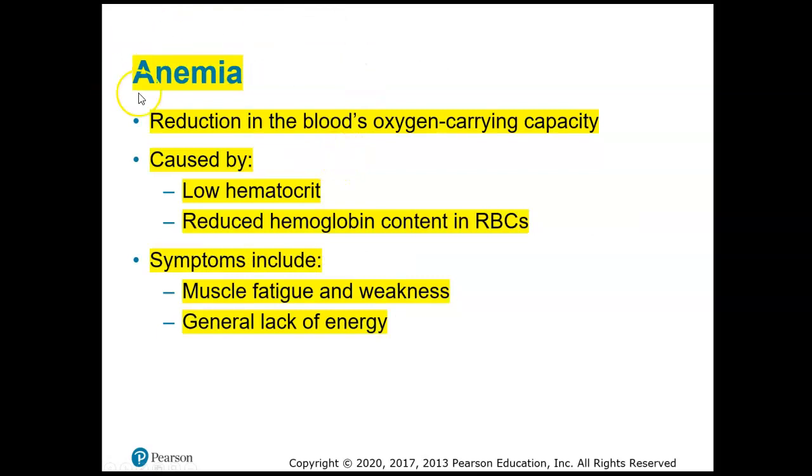Okay, you probably heard of the condition called anemia. That is a reduction in the blood's oxygen carrying capacity. It can be caused by low hematocrit or reduced hemoglobin content in the red blood cells. Symptoms of anemia include muscle fatigue and weakness and general lack of energy.